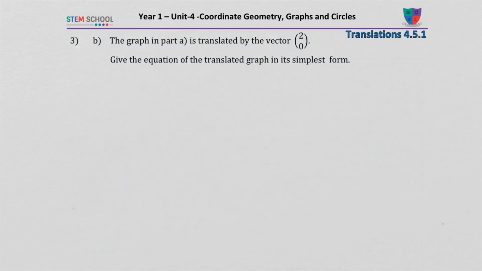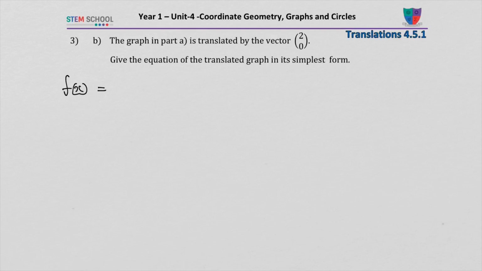Question 3b. The graph in part A is translated by the vector (2, 0). Give the equation of the translated graph in its simplest form. So what we need to do is, first of all, write down f of x.